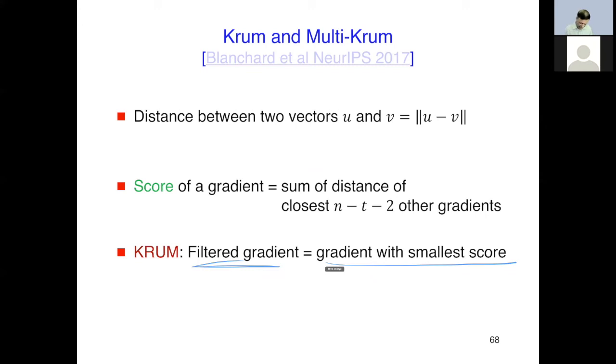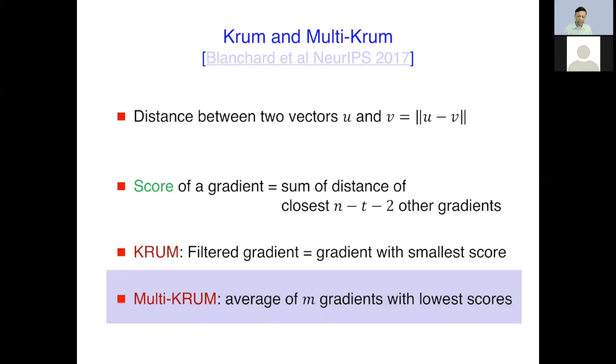Okay, so I think I have an example on the next slide. But before the example, with CRUM, the filter gradient is just that one gradient whose score is the smallest. The generalization is to not just pick the one gradient with the smallest score, but pick m gradients whose scores are the smallest among all the n gradients. So for example, if m equals 2, then we'll pick the gradient with the smallest score and the next smallest score and average those two gradients. That's my filter gradient. So CRUM is just a special case of multi-CRUM with m equal to 1.